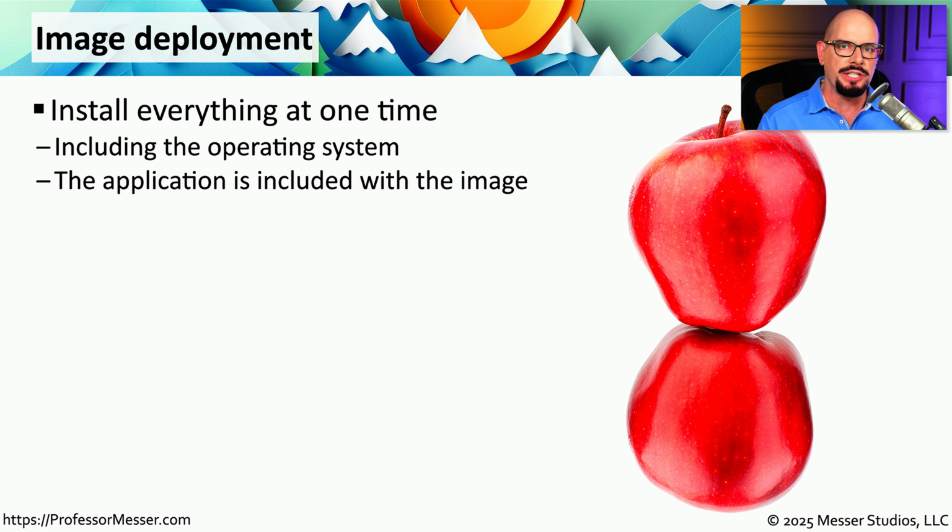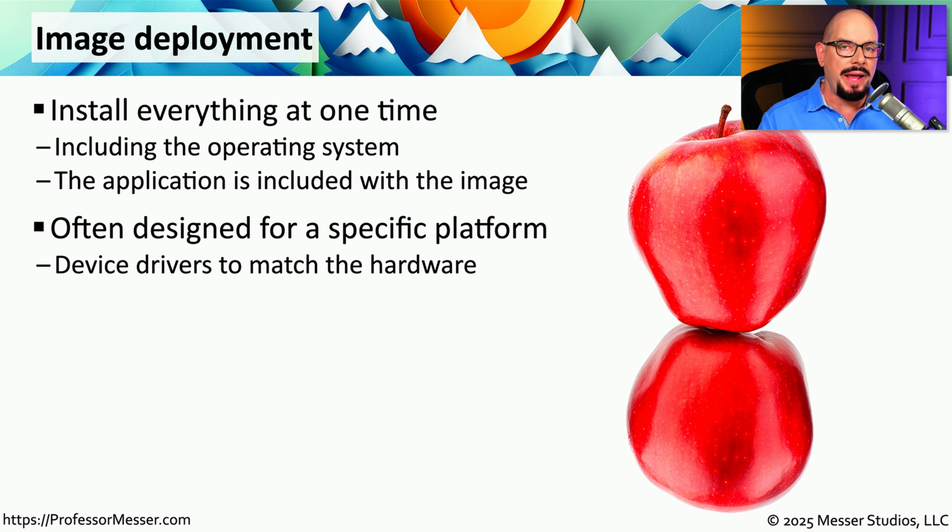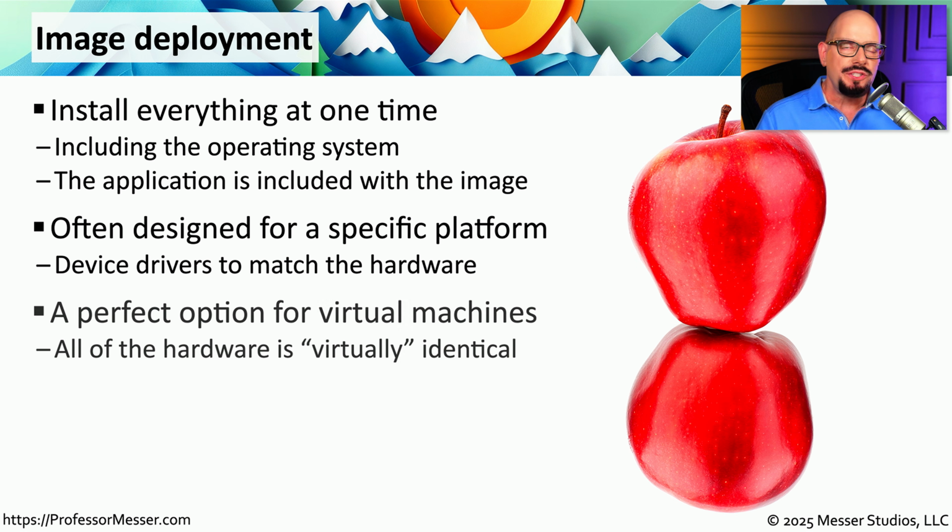One challenge you have with images is that the image itself has been configured for a particular type of hardware. And if you install this image on a system with identical hardware, it will work seamlessly. But if you install that image onto a system that has very different hardware, you may not have the hardware drivers required to make that system work properly. One scenario where the hardware is identical every time is a virtual machine.